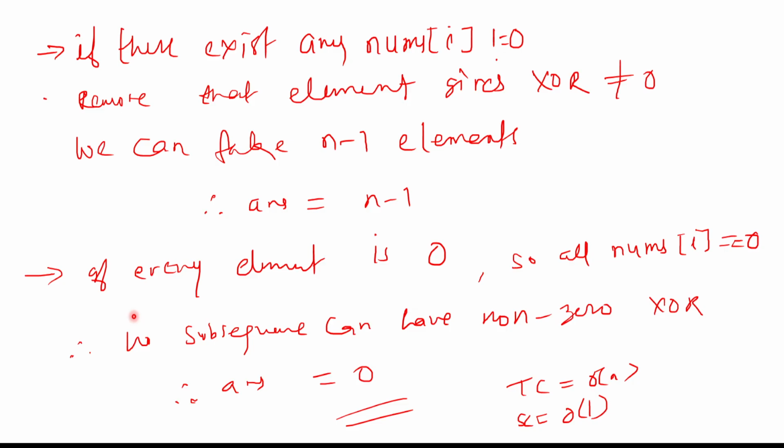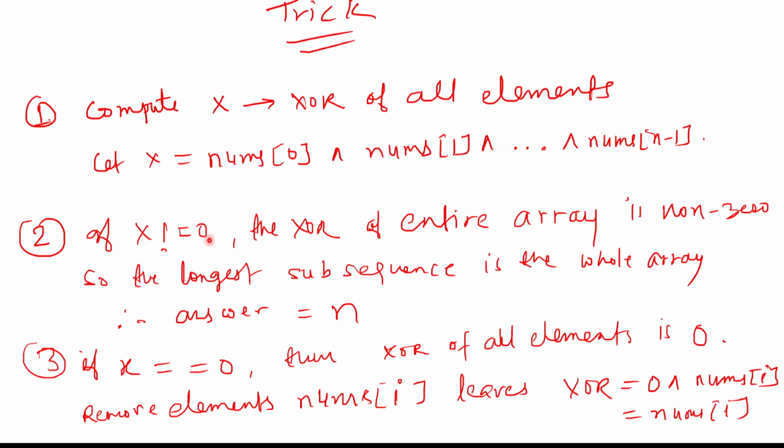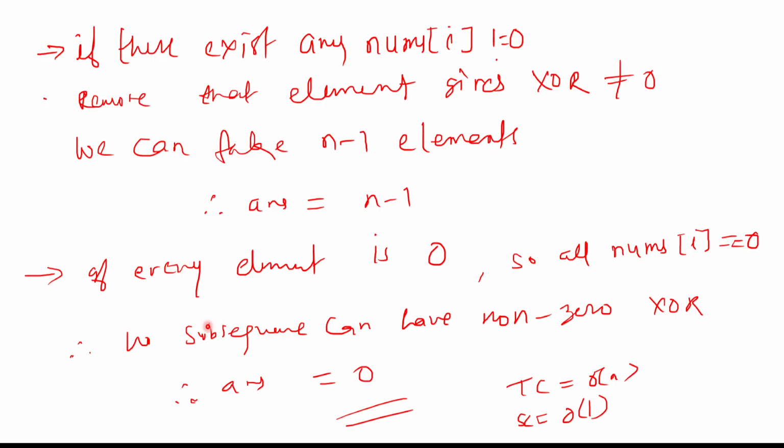Correct? So if every element is 0, so all nums[i] are equal to 0, then no subsequence can have a non-zero XOR, and this time we'll get 0. If every element is 0, obviously we will get 0, because any number you take is 0, so the XOR will come as 0. These tricks you have to cover in the examples, in the code, you can say.